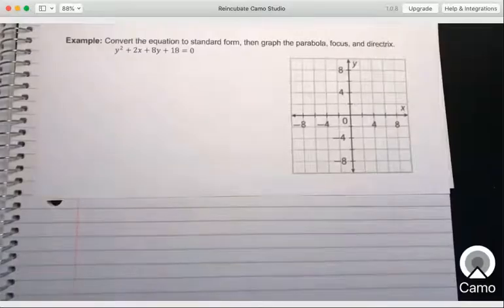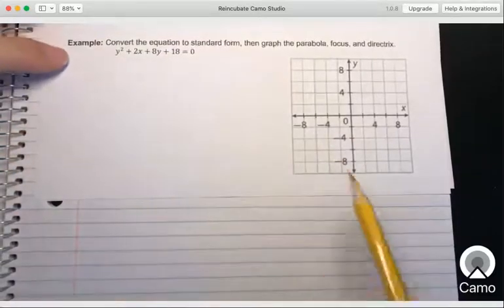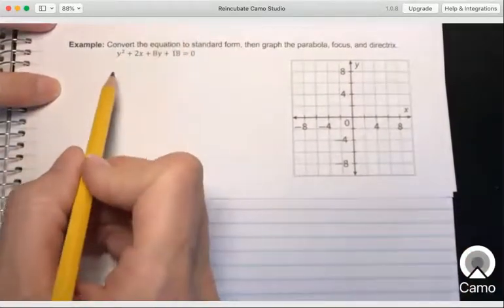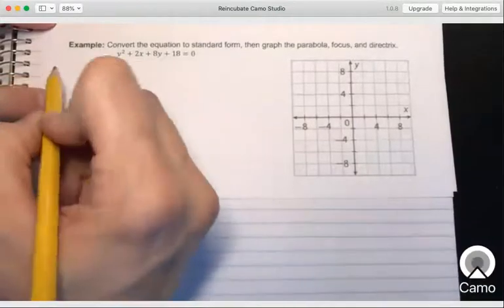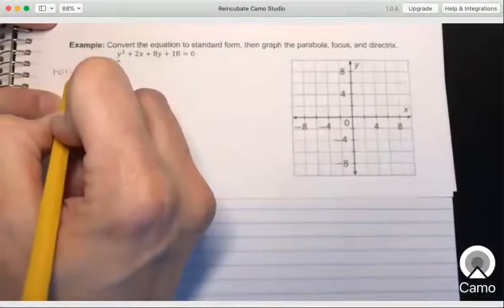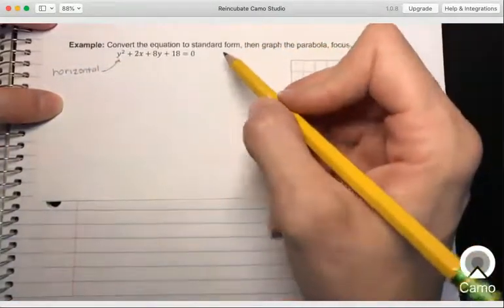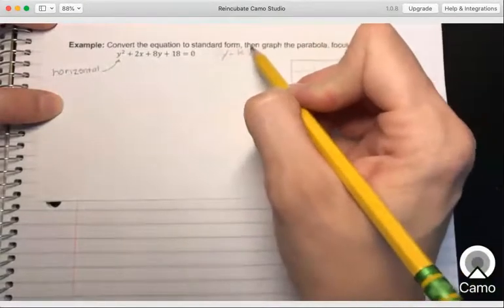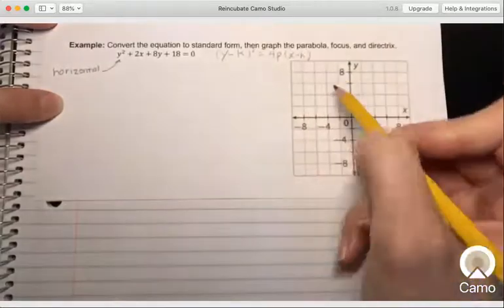All right, we're going to go ahead and go over our second example from our notes today. We are going to convert our equation into standard form so that we can graph it to find the focus and the directrix. So first of all, we notice we have a y squared. So when we have y squared, we know that this is going to mean that our parabola is horizontal. And that means it's going to have the standard form of (y - k)^2 = 4p(x - h).